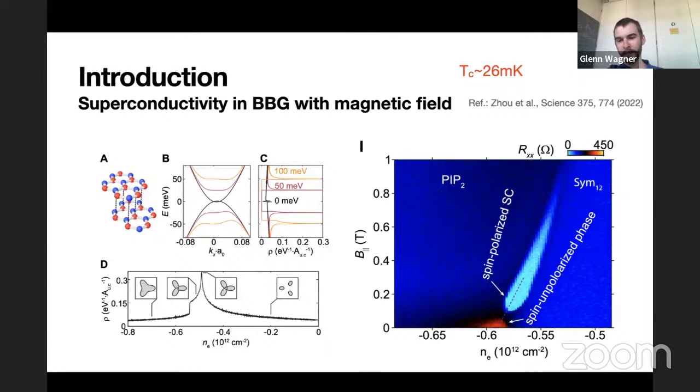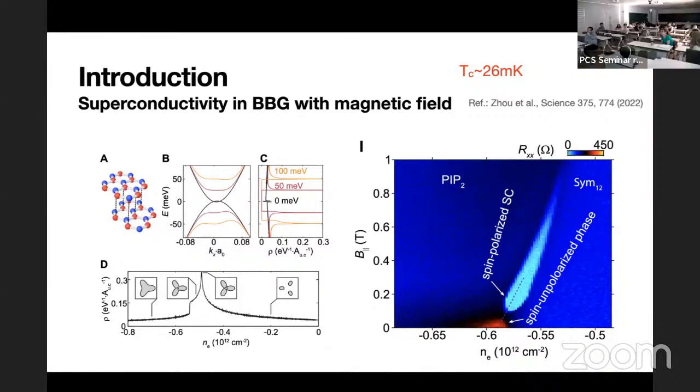So if you look at the density at which the superconductivity occurs, it's more or less where this peak in the density of states happens, which is not so surprising. We know that high density of states favors higher TC for the superconductor. And here the TC is quite a bit lower. Again, it's about 26 millikelvin in these experiments.